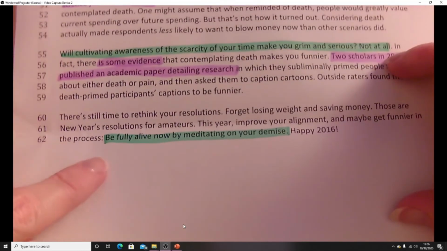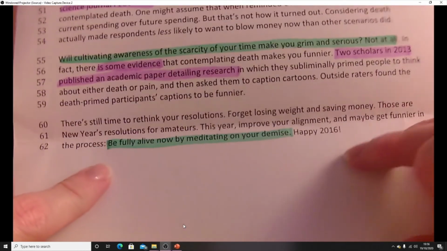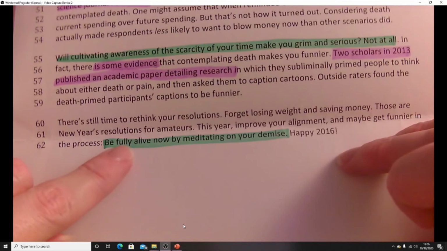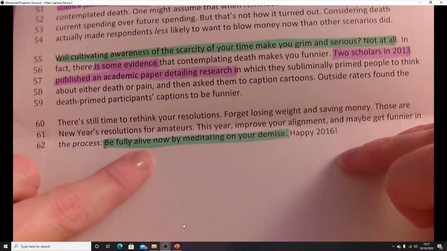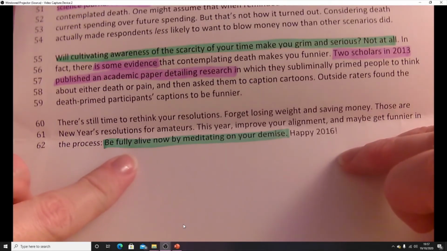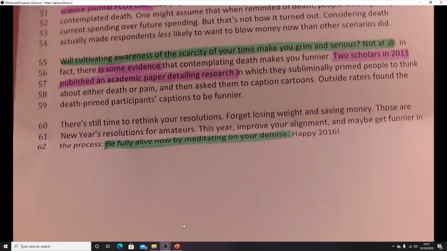So he's giving us this imperative, be fully alive, and the adverb there, fully, is suggesting to make the best of life, to think about how you're spending your time by meditating on your demise, and linking then to obviously his experience, but that seems to be his thoughts and feelings about life and death, summed up quite nicely there in that last quote.